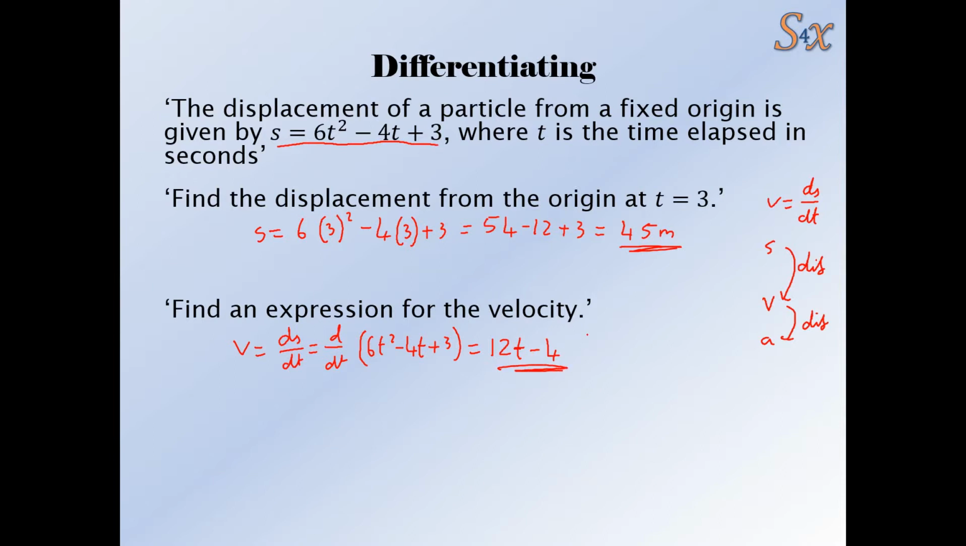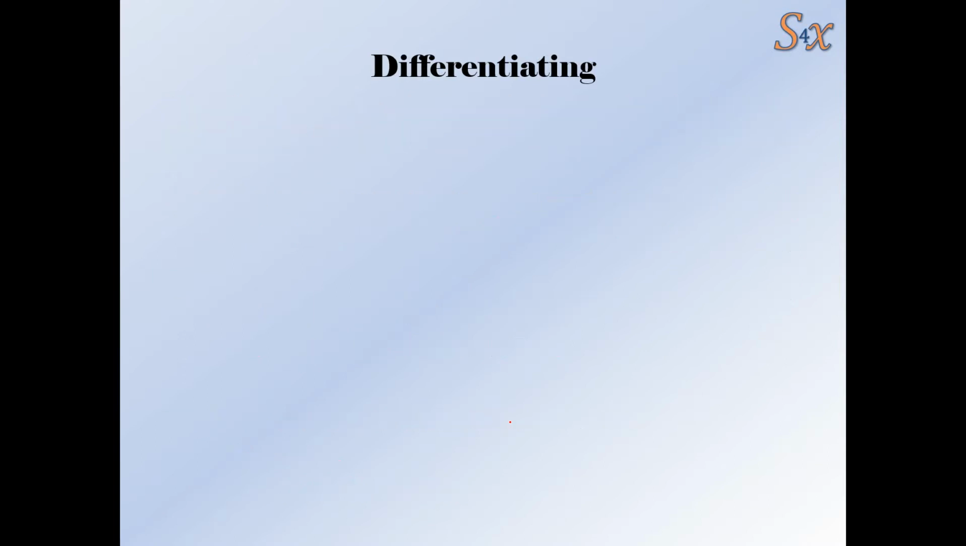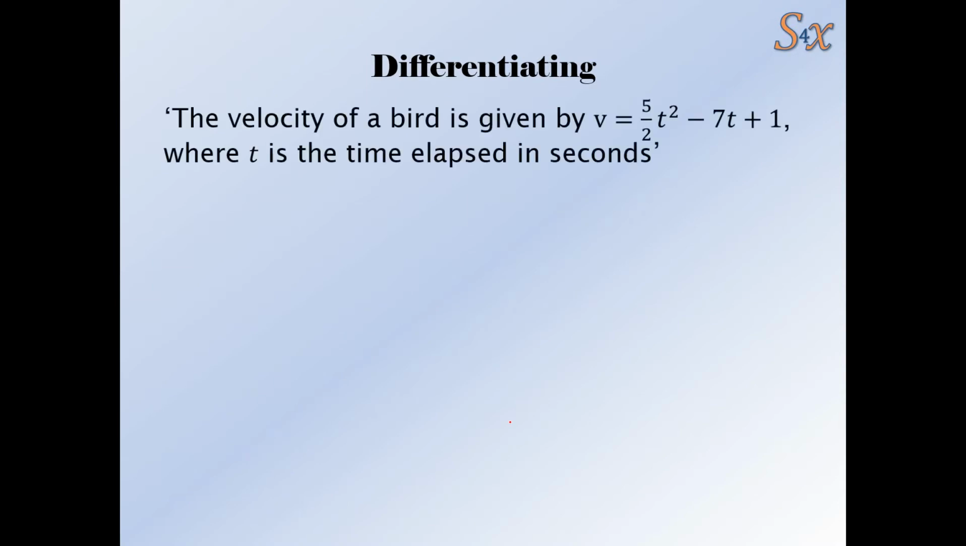It's 12t minus 4. So if I want to find the velocity of the particle after 6 seconds, I can do that now because I know v is 12t minus 4. If I substitute in, my t is 6. And that gives me 68 meters per second. Okay, so it's pretty quick. Once we know the expression for the velocity, we can find the velocity at any time we like. Let's have a look at another example.